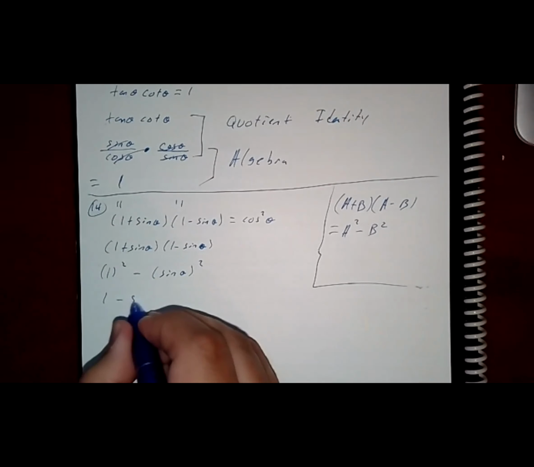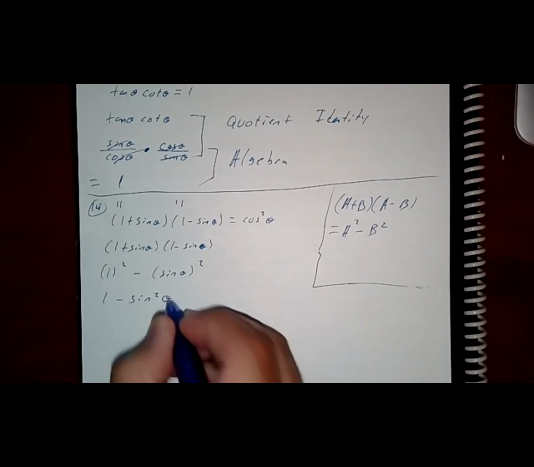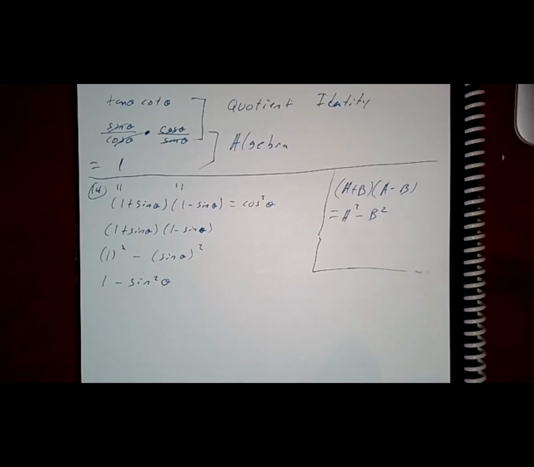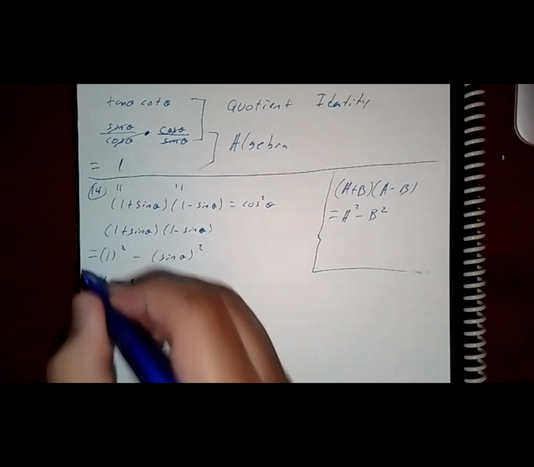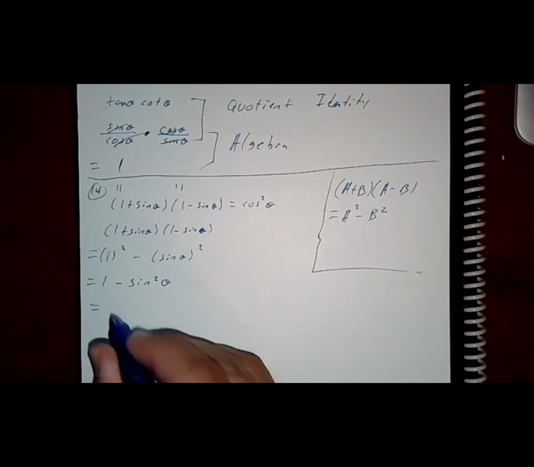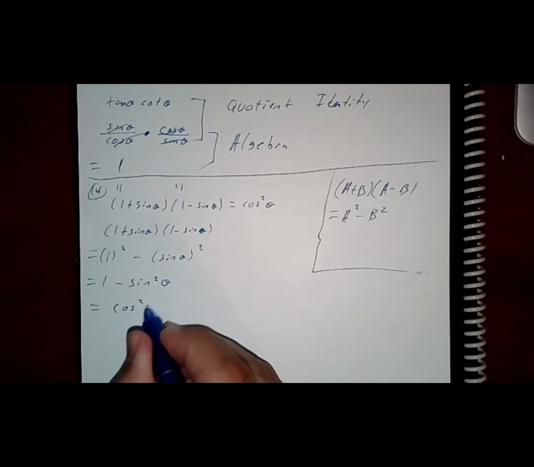So 1 minus sine squared theta has an identity, right? What is 1 minus sine squared equal to? Cosine squared. Yes, so the formula says, since we started here, it equals cosine squared.